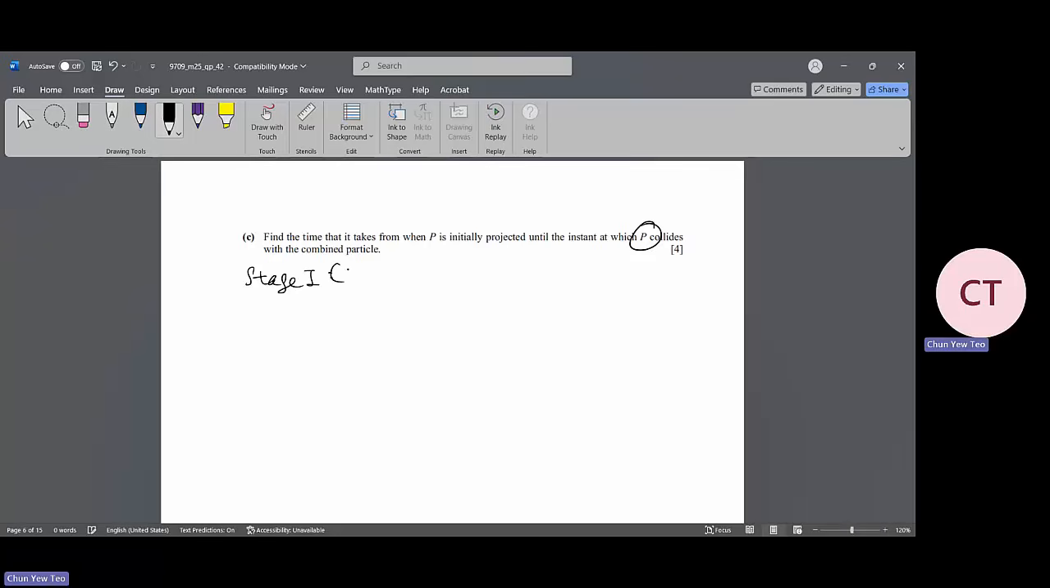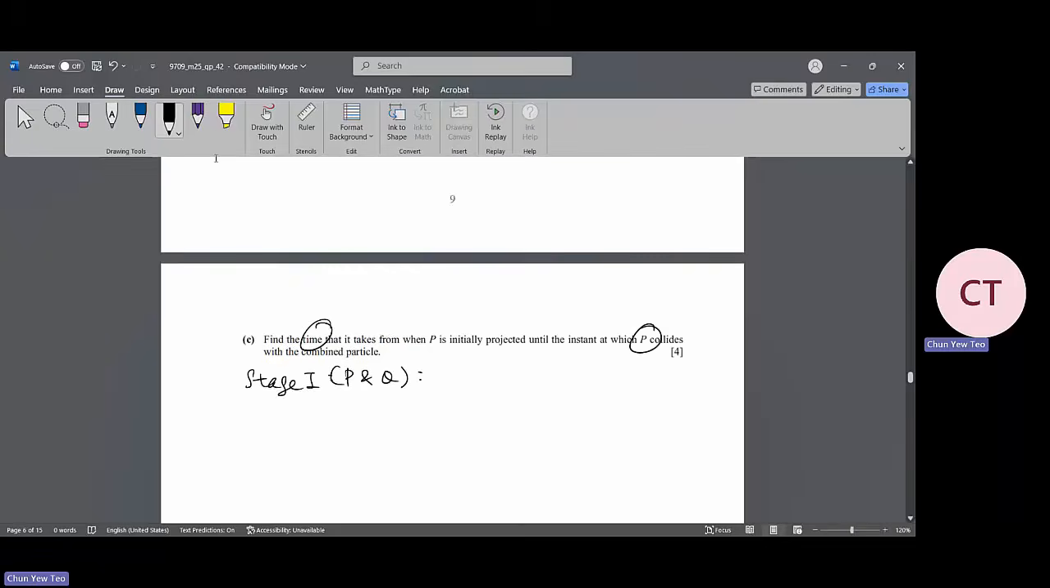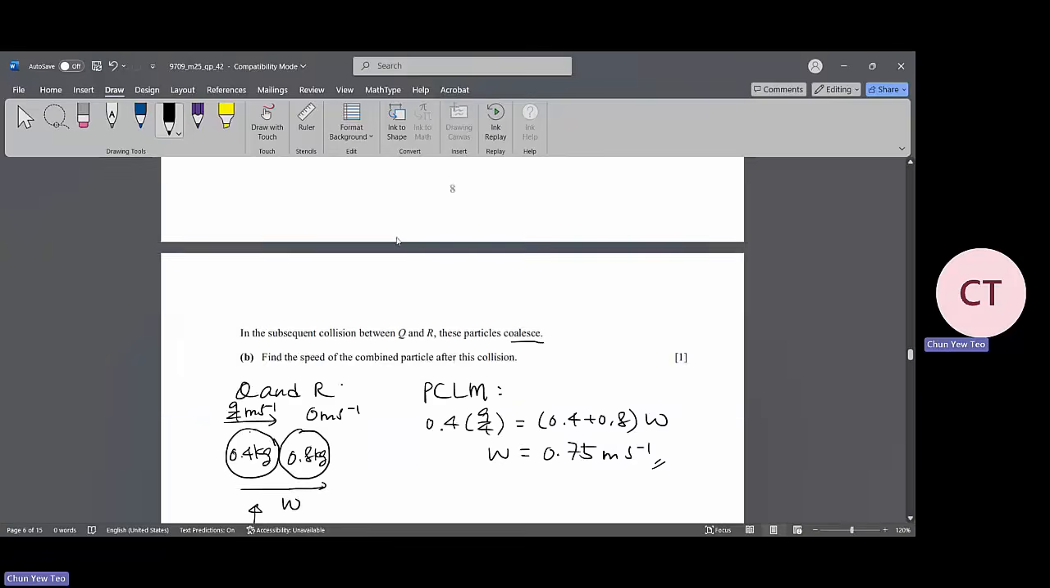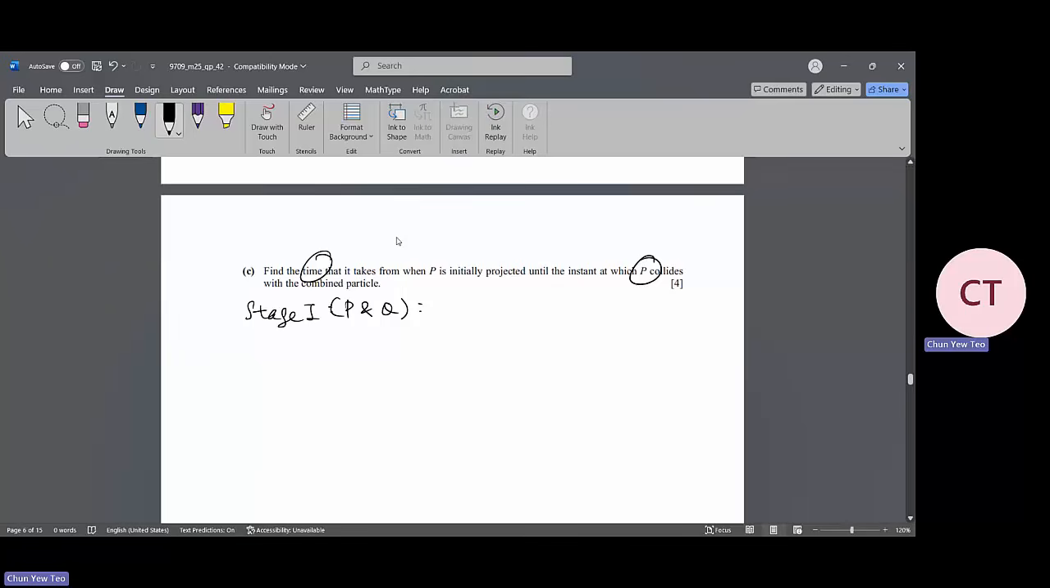So P and Q. We are looking for time. So what is the time taken for P to reach Q when P and Q collide? Okay, P and Q collide. Because in stage 1, your P is moving over here, the distance is 3 meters. So we just calculate. Stage 1: 3 meters per second multiplied by the time is 3 meters. So your T1 is 1 second.